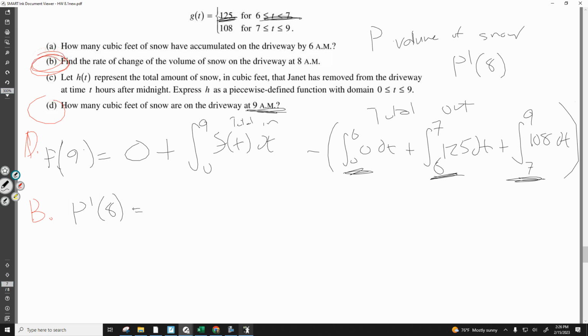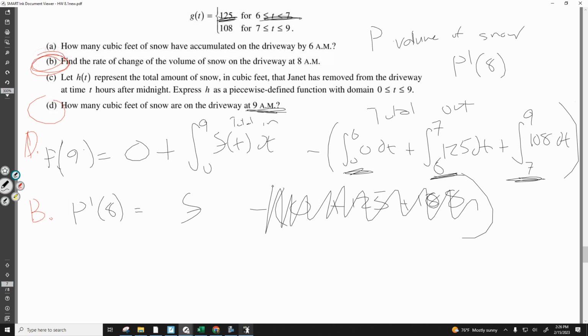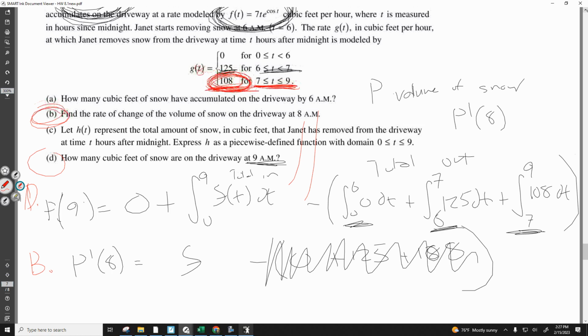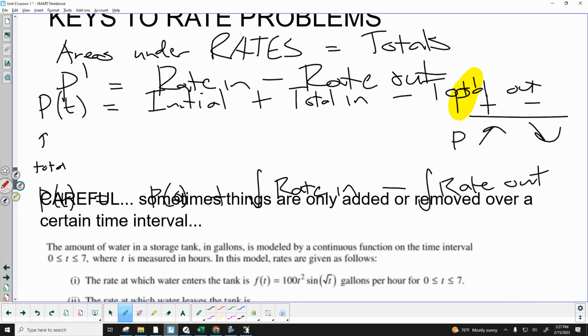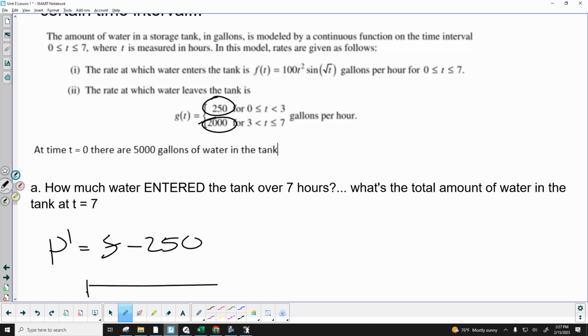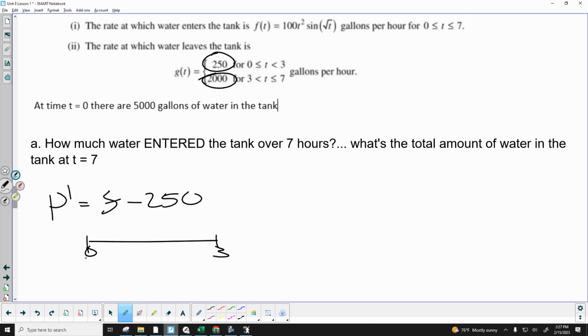All right, here's where everybody messes up. Everybody's like, okay, if I take the derivative of this, I should get F minus 0 plus 125 plus 108. But no, you're not thinking about it right. If you plugged in 8 into G, you just get 108. We are only using this 108 for this time frame. So, in your notes, you can do this in the keys of the rate problems or just in the next problem. If you have multiple rates out, your derivative will be rate in minus rate out, but only for one specific interval in which you're using the rate out or you're using the rate in.